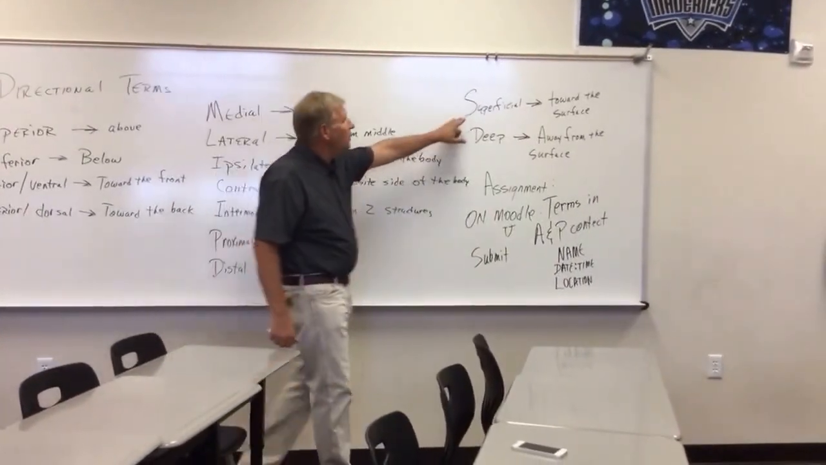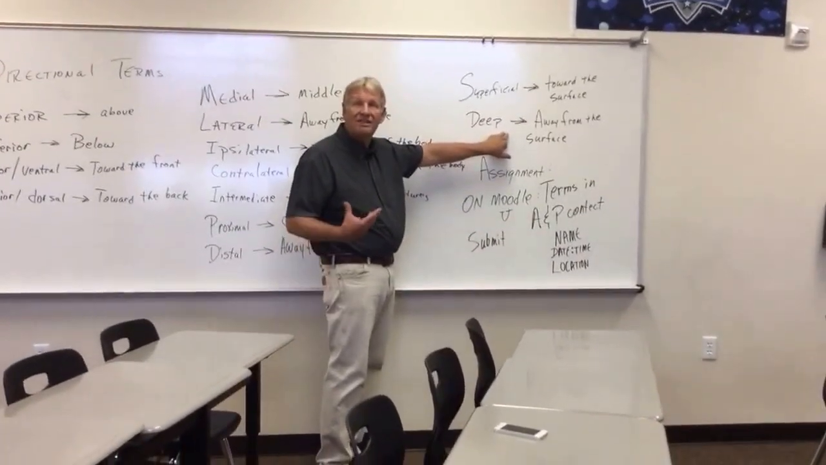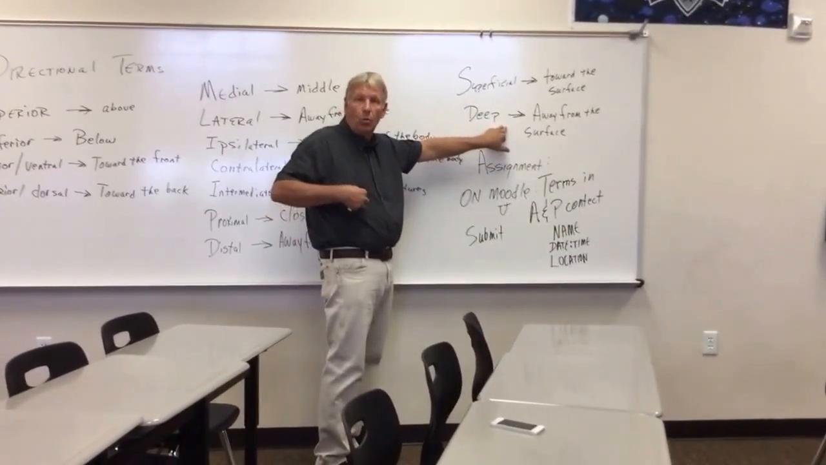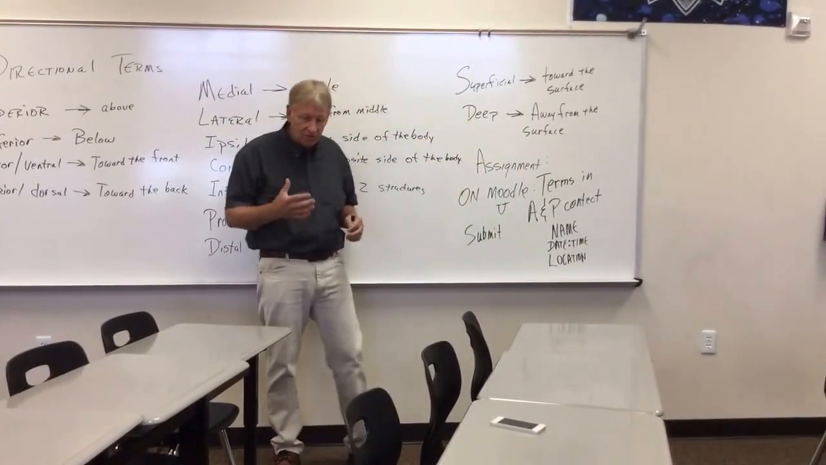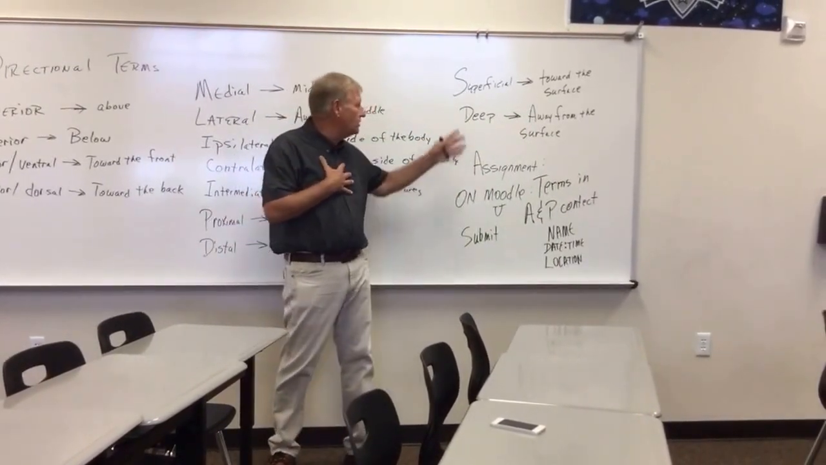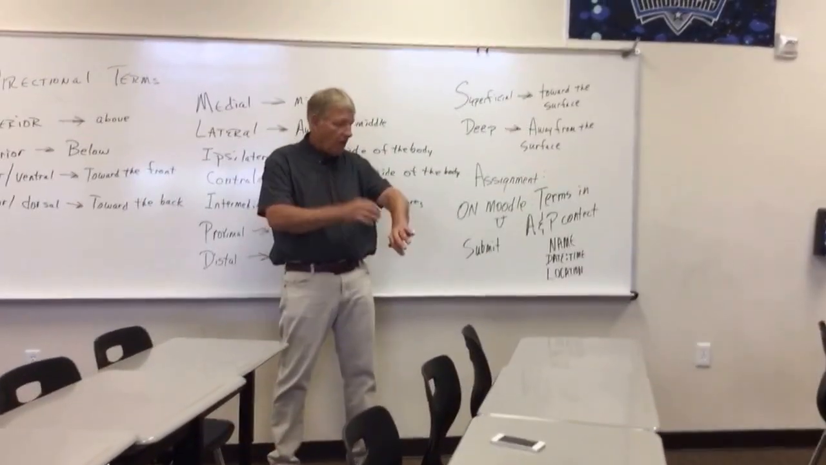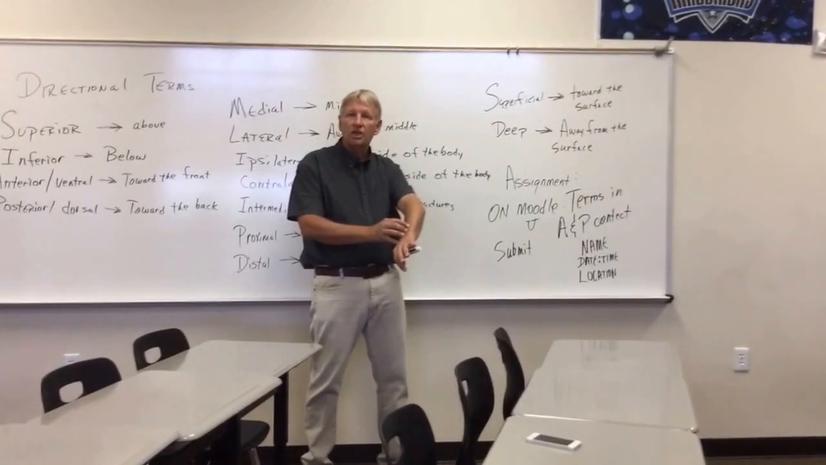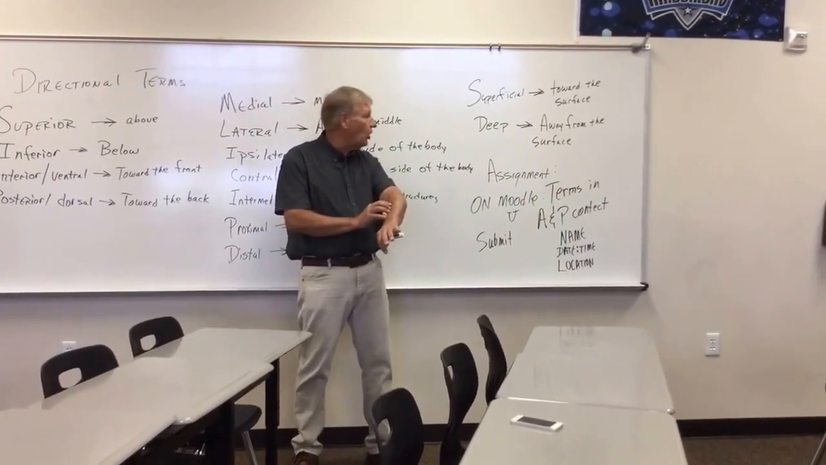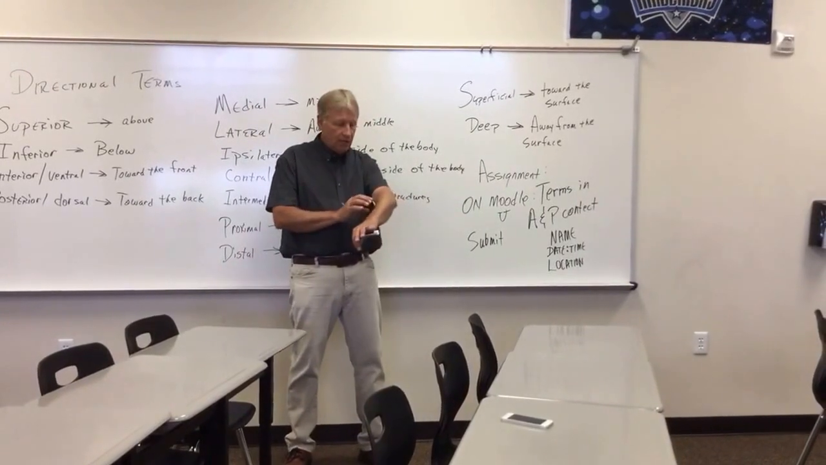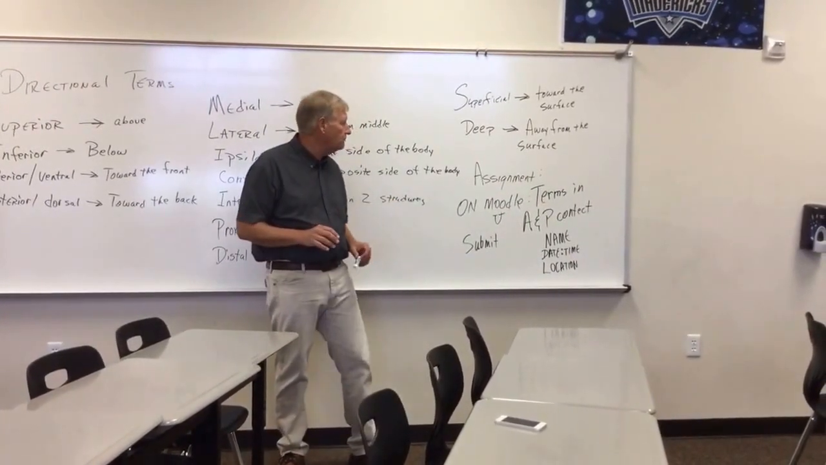So superficial means towards the surface. Deep means away from the surface. We have a deep cut. Oh, this is way below the surface, okay? So we look at this and we say, where is our heart in terms of this? Well, our heart is deep. It's way below the surface, okay? Now, our skin, our epidermis, is the exact skin, and then right below the epidermis is the dermis. So both the dermis and the epidermis are superficial, towards the surface.